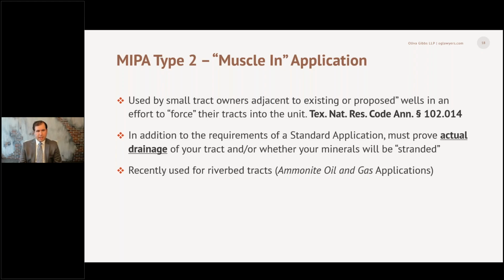One of the recent applications and case law for this muscle-in approach was for riverbed tracts. There were some riverbed tracts that were trying to get included into a production sharing agreement because they were purposely left out. They made the argument that their minerals are now stranded because they're underneath the riverbed, no one's going to come drill, and they were able to use this muscle-in application to get themselves included in that unit.